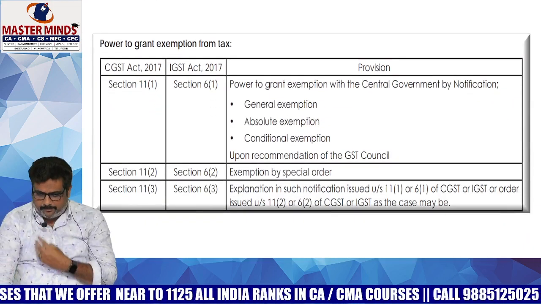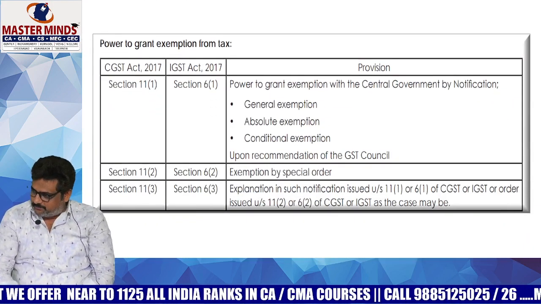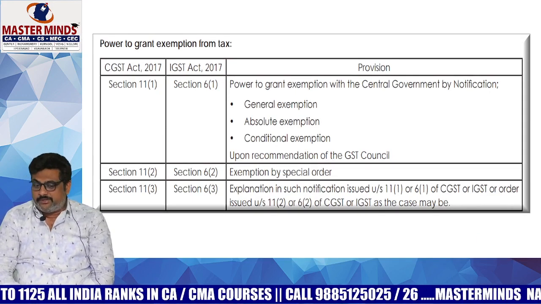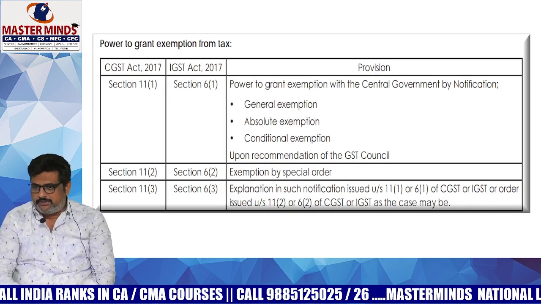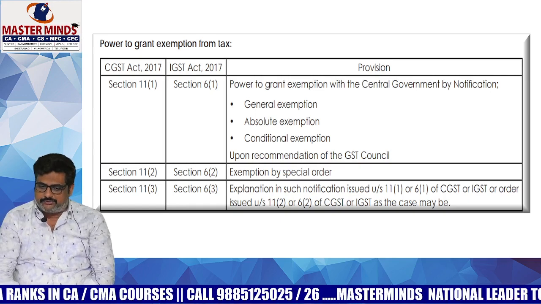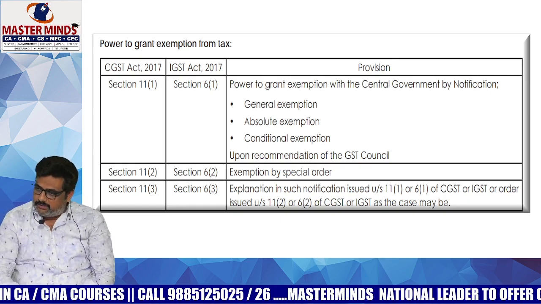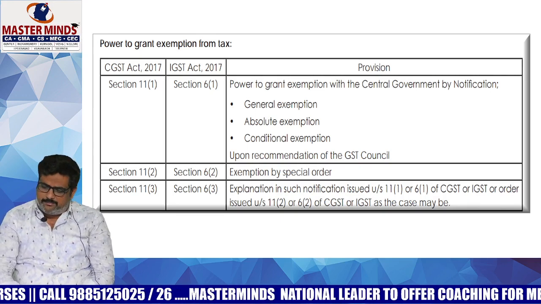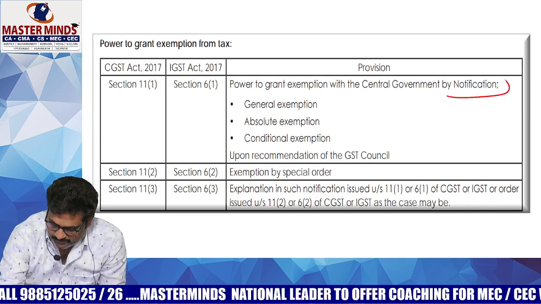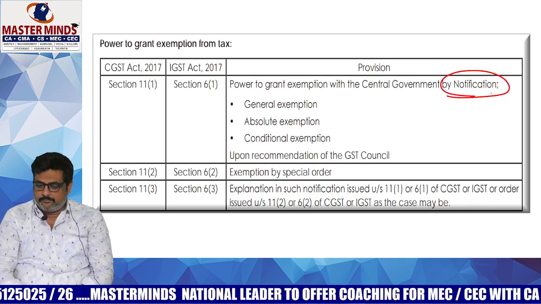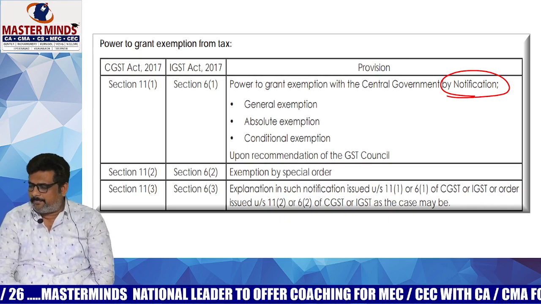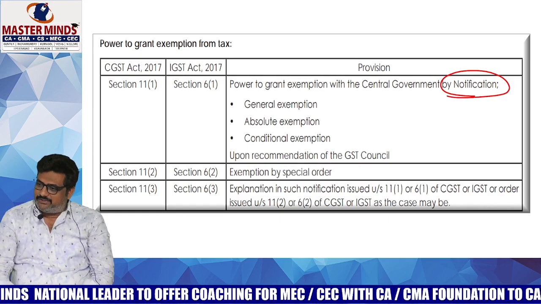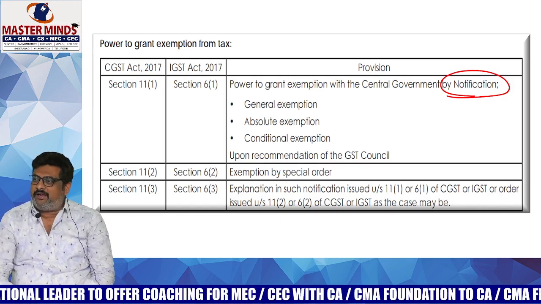Okay, ma'am. With respect to exemptions, which section gives authority for this exemption? Section 11 under our CGST, Section 6 under our IGST will give the power to give the exemption. So, exemption will generally be given by way of a notification. What is meant by the word notification, ma'am? Notification is nothing but a delegated authority by the legislature to the government to modify the act.